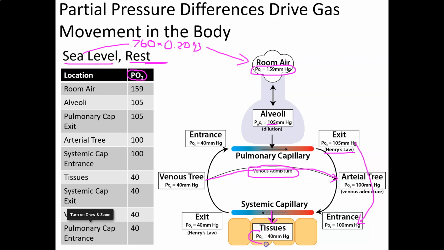We're not using all of the oxygen, though, and there's some just hanging out. So the partial pressure drops down to about 40. That's a number you should know, you should memorize. The normal partial pressure in tissues is about 40.